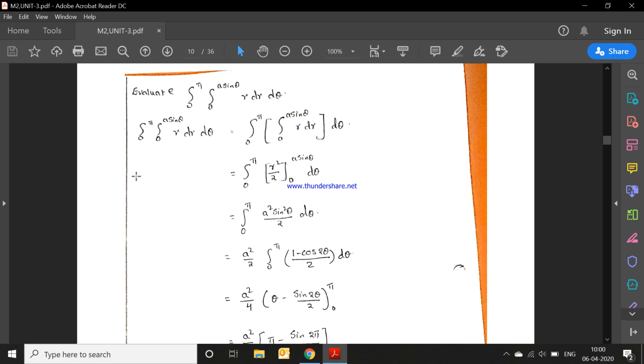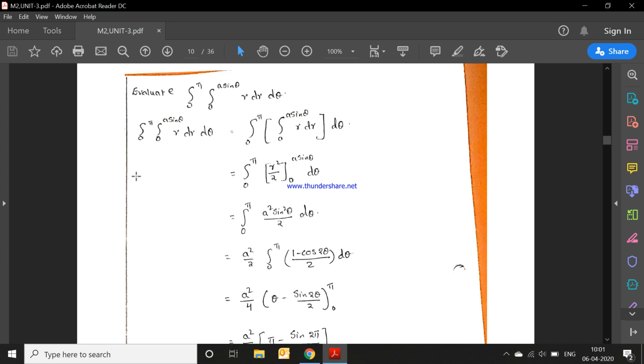Directly they are giving the limits 0 to pi, 0 to a sin theta, r dr d theta. So 0 to pi are theta limits and 0 to a sin theta is the r limit. Because we already discussed r is a function of theta, that's why 0 to a sin theta is the r limits and 0 to pi is the theta limits. So r integration is r square by 2, 1 by 2 is constant. You can substitute the limits.